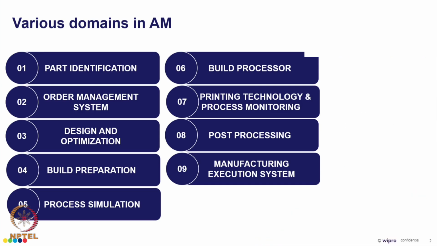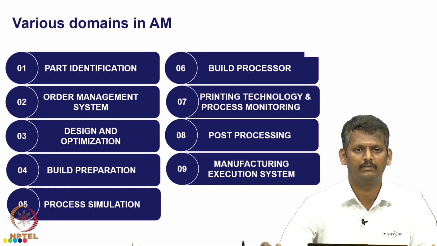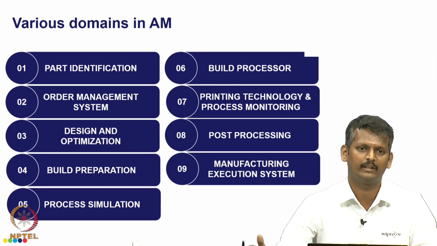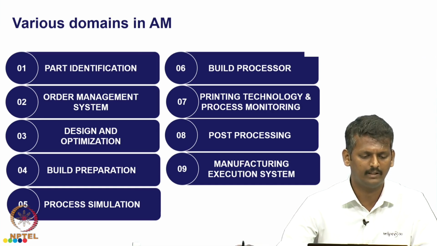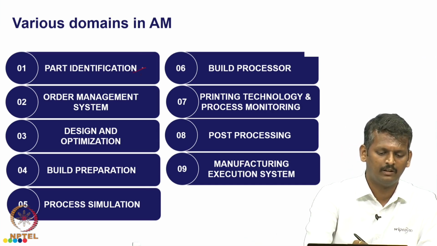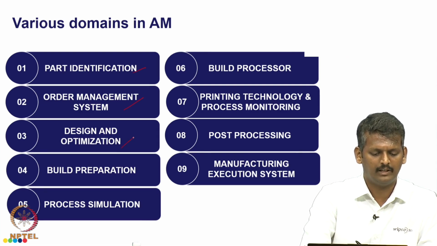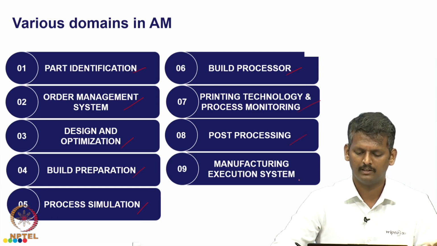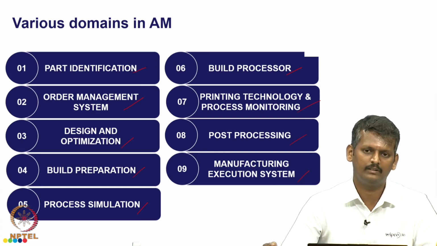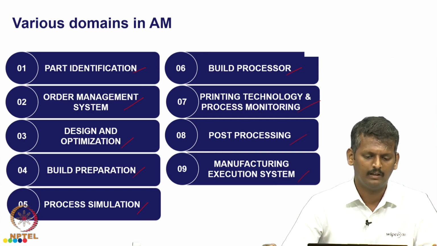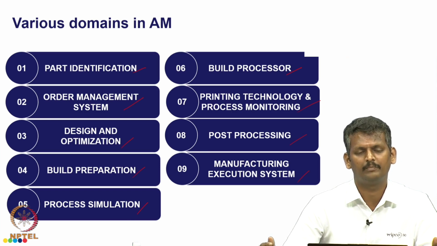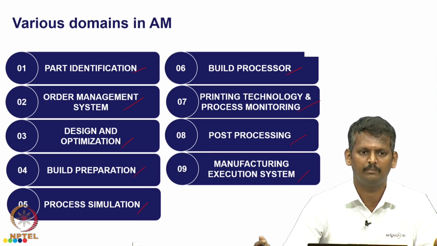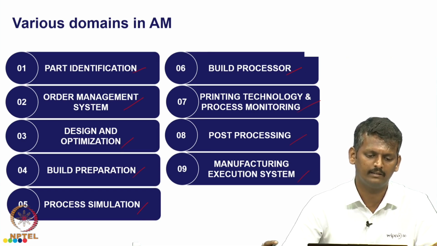But when it comes to additive manufacturing itself, inside it has various process steps that we call domains, and here we have part identification, order management system, design and optimization, build preparation, process simulation, build processor, printing technology and process monitoring, post processing, and manufacturing execution system. All these things come under the AM workflow, and even with respect to our topic, that is design and process control, each topic has some of its input inside these domains.